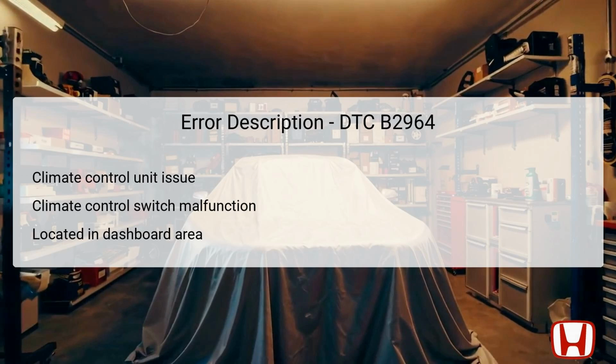If the climate control unit fails to receive the expected data from this switch, it interprets this as a fault, thereby storing the DTC. The inability to communicate can hinder the functionality of the entire climate system, resulting in a compromised driving experience. It is essential to properly inspect the connections and wiring between these components to identify the root cause of the communication failure.